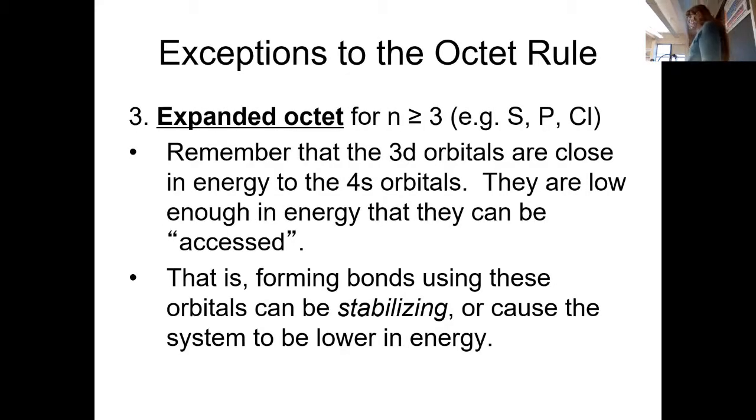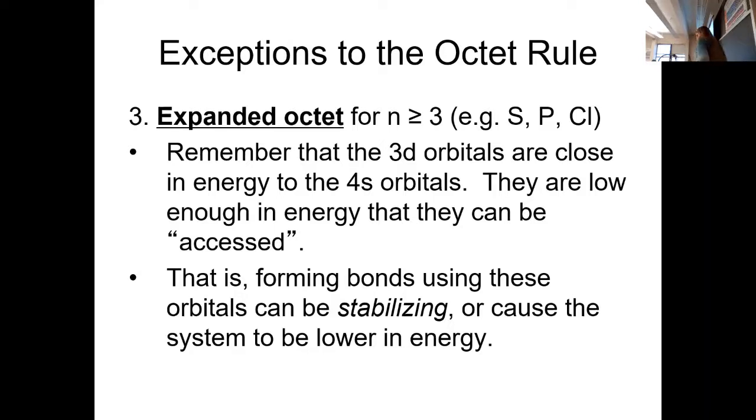All right, so this is the big one that we will see lots of. Expanded octets happen when our principal quantum number, so remember n was the principal quantum number, and that tells us the energy level, but it also kind of tells us which row we are in the periodic table. So row 3 on the periodic table, we have the 3s and the 3p orbitals, and that's where we find sulfur, phosphorus, and chlorine. Those elements and anything lower on the periodic table can have an expanded octet. Okay.